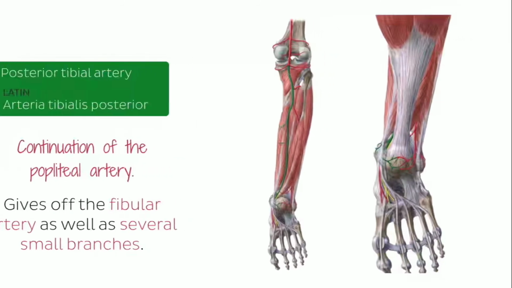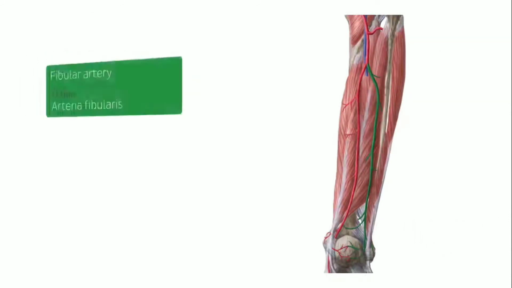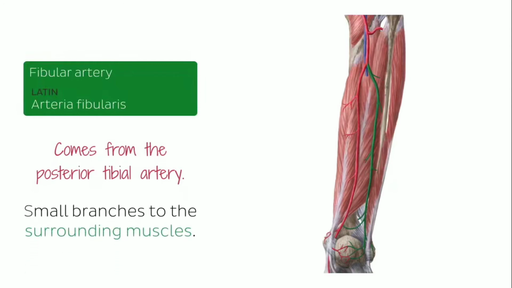We're now ready to move on to the next artery here that you see highlighted also from a posterior view. One of the branches of the posterior tibial artery is known as the fibular artery, also known as the peroneal artery. As I mentioned, this one comes from the posterior tibial artery and runs medially from the fibula towards the foot. During its course, it's going to give off several small branches to the surrounding muscles.